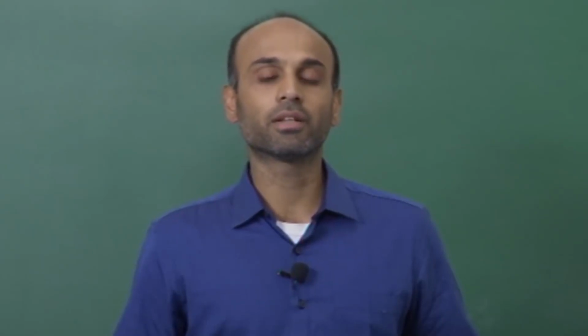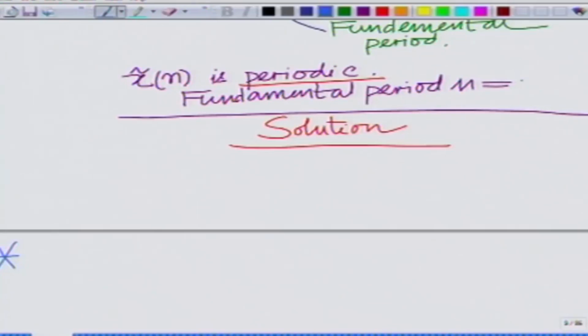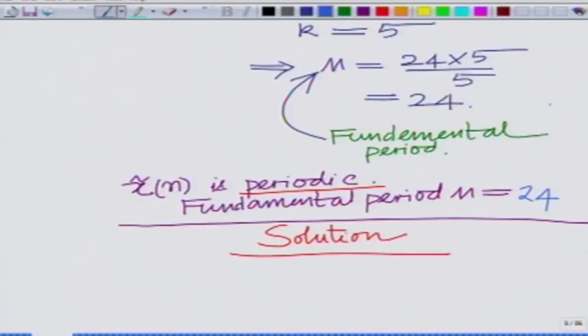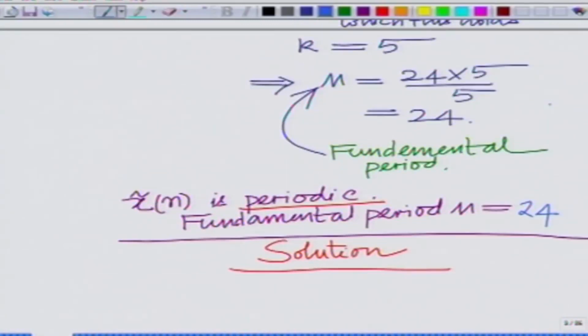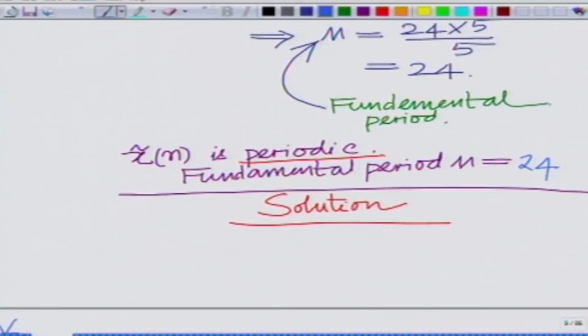Alright, so let us continue doing examples to illustrate the various principles of signals and systems, and particularly with respect to the properties and classification of signals and systems. Let me just correct a minor typographical error, that is m should be equal to 24, I think, as we had. So, this is periodic and the fundamental period is m equals 24, that was for the previous problem.